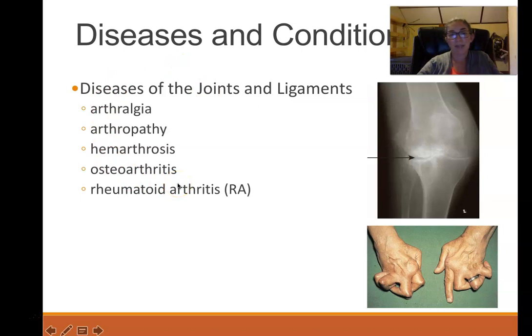Rheumatoid arthritis is an autoimmune condition that causes excessive inflammation of the joints, versus something like osteoarthritis, which can be caused by excessive mechanical use, so physical chafing of the joints, not due to the immune system. Hemarthrosis: hemato is blood, so that would be a condition of blood in the joints.